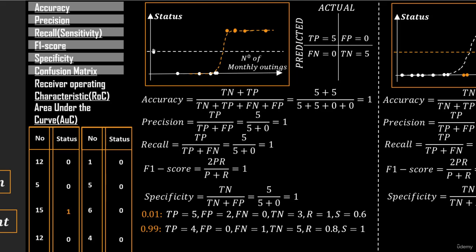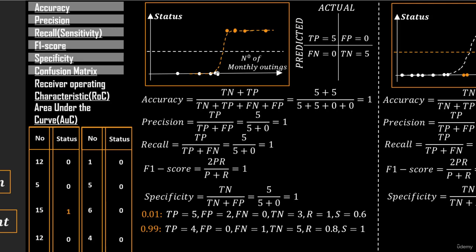Let's modify the threshold which our model uses to differentiate whether, based on the number of monthly outings, we have a status of 1 or a status of 0. So suppose this threshold is moved from 0.5 to 0.01.